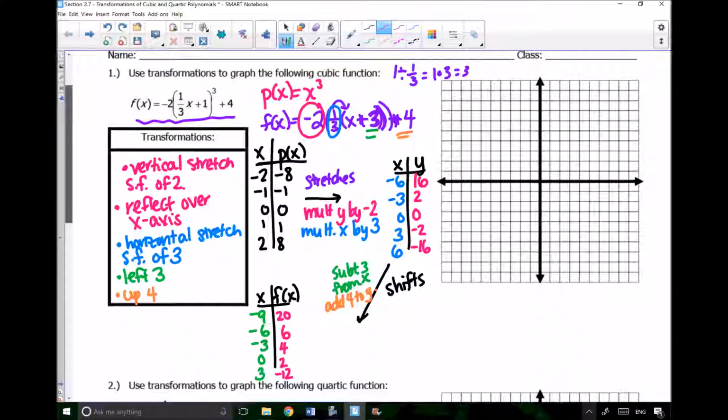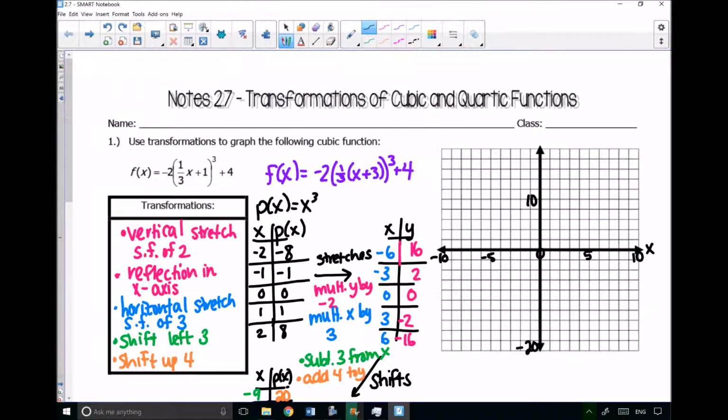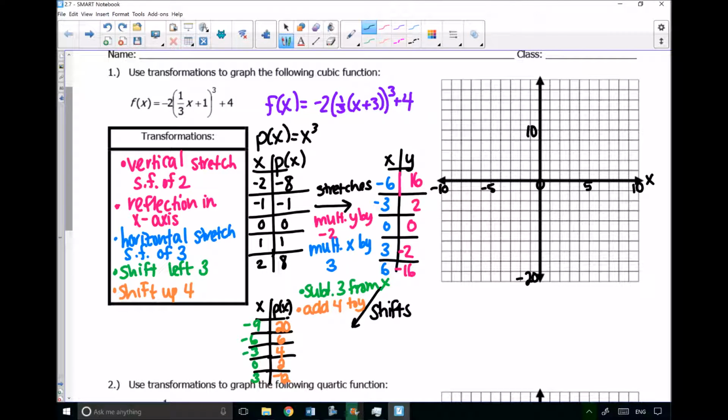Okay, so let's go ahead and graph out our information. So let's go ahead and graph out the parent function, because I want to see the difference between the parent function and the transformed function. So right here, my first point is -2, -8. So I'm going to go to -2, -8, and plot a point there. Then I have -1, -1. Then I have 0, 0. And then I have 1, 1. And then I have 2, 8. And this right here is my parent cubic function. Okay?